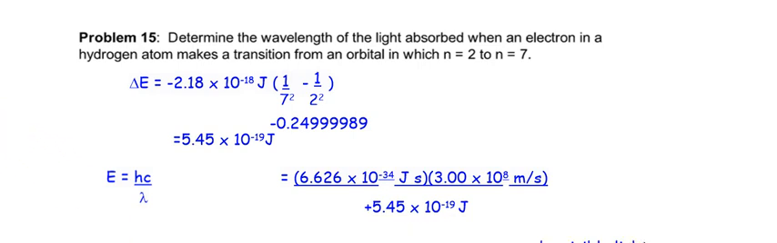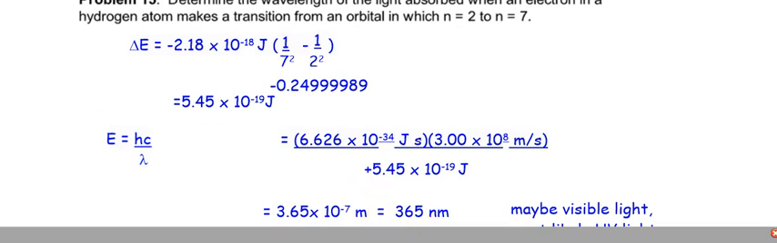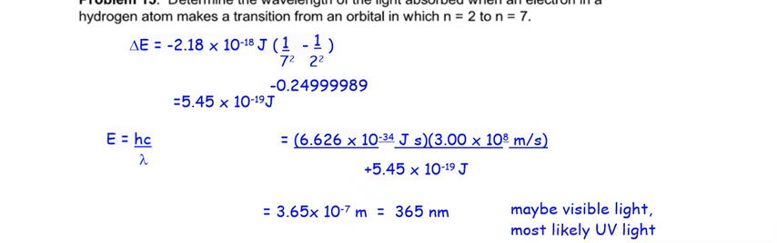Oops, need to scroll down a little bit more. There we go. So notice what happens. I got 3.65 times 10 to the negative 7th, which is 635 nanometers. I said it may be visible light, but it's more likely to be UV light. So you're going to have a smaller wavelength, a larger energy, okay? And so that makes sense to me. Let's see what the next one is.